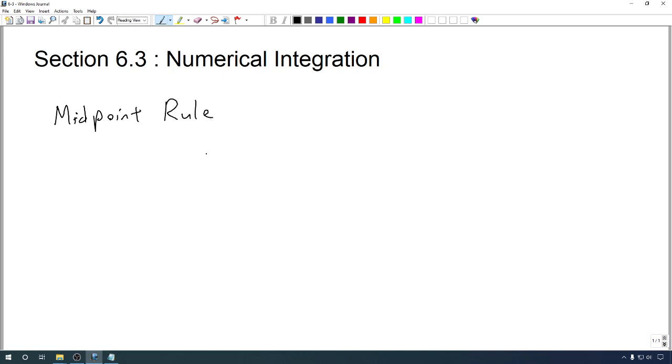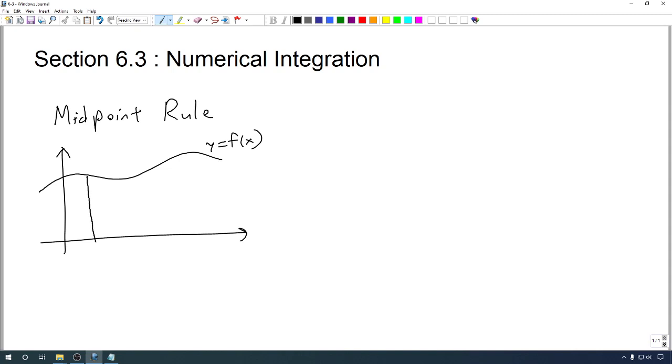In the midpoint rule, we took the idea of the area and we divided it up into rectangles. So let's say we have some function y equals f of x. We're going between some x values a and b. We wanted to approximate the integral from a to b of our function, which is represented by this area. At least with the positive function here, like we have, it doesn't go negative.